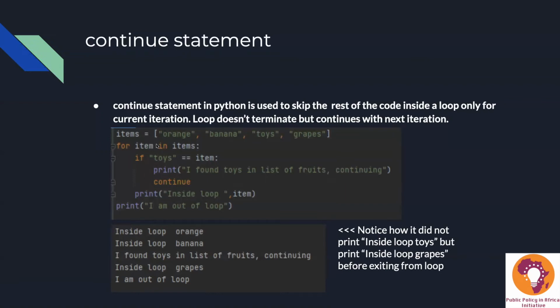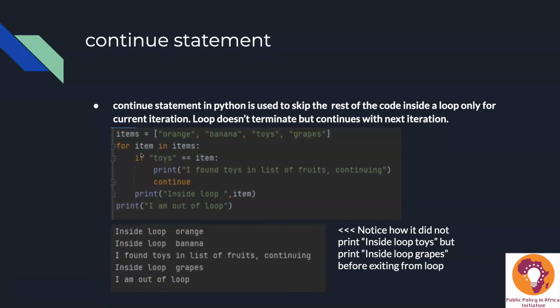Third iteration, item is toys. If toys is equal to item, it is, because this is essentially toys equals toys. That evaluates to true. So we print "I found toys in list of fruits, continuing," and then we continue. We see that print here, and we never see "inside loop toys" print out here because we continue to the next iteration of the loop. We skip everything that remains in the for loop, and we continue to the next iteration.